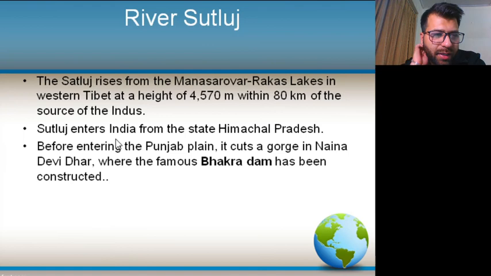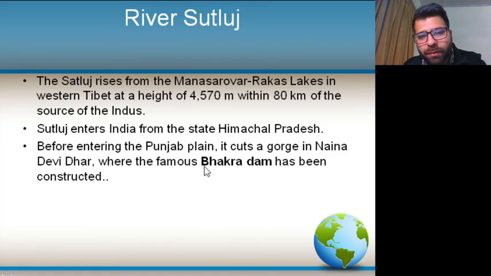Before this river enters the Punjab plain, there is a Bhakhra dam constructed over it. The water of river Satluj has been stopped, and a very beautiful lake has been formed on one side of it, called Gobind Sagar Lake. It cuts a gorge in Naina Devi, and a religious shrine for Hindus, the Naina Devi Temple, also lies on this mountain peak.